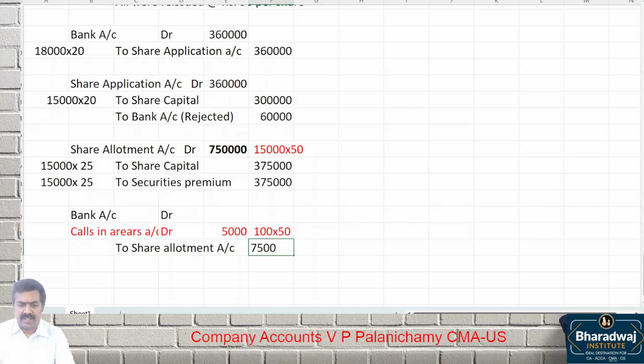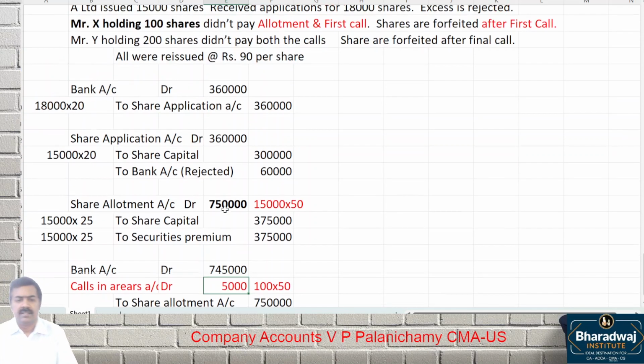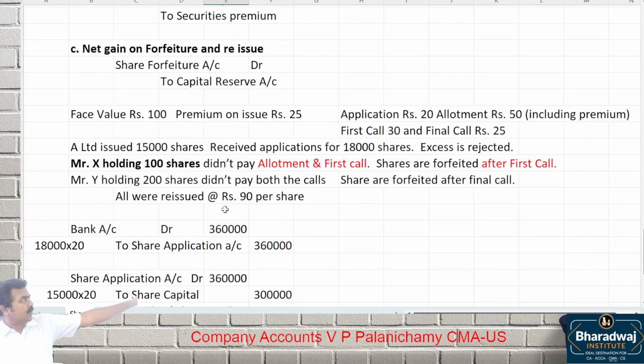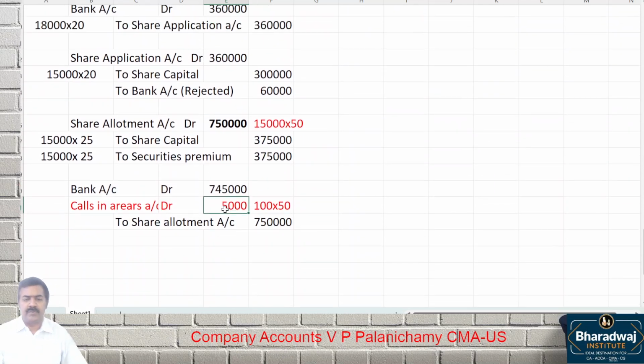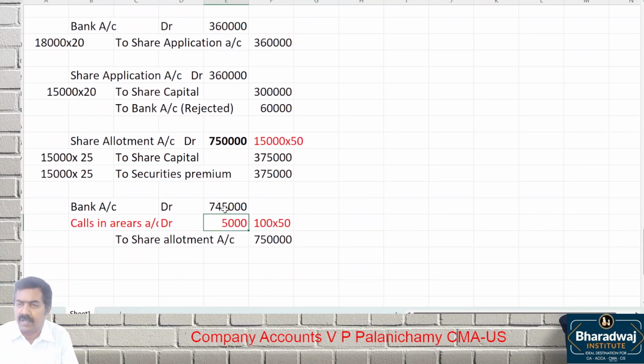So out of 7,50,000, Mr. X is not paying for 100 shares. Balance is collected. Any doubt in it? Look at the words. X holding how many shares? 100 shares did not pay which money? Allotment money. So 100 into 50, 5,000 not collected.